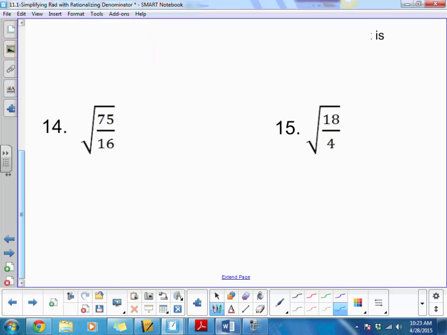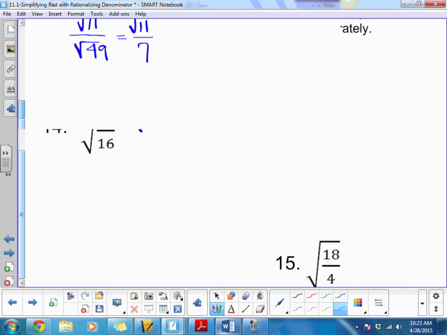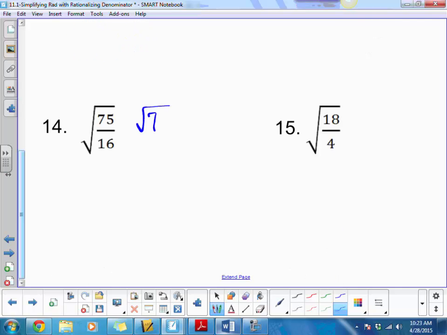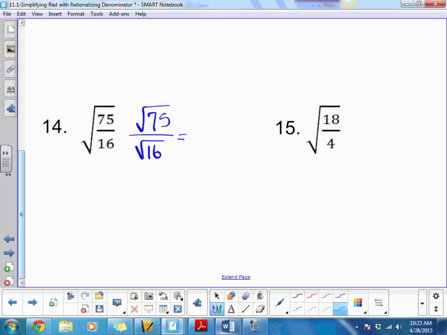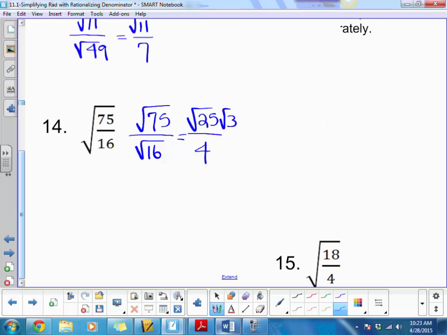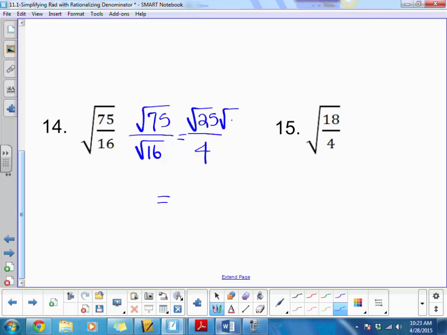If I look down here at example number 14, I'm going to rewrite this as the square root of 75 over the square root of 16. I know that the square root of 16 is 4. I know that the square root of 75 is the same thing as the square root of 25 times the square root of 3. The square root of 25 is 5. So I have 5 root 3 over 4. That is simplified.